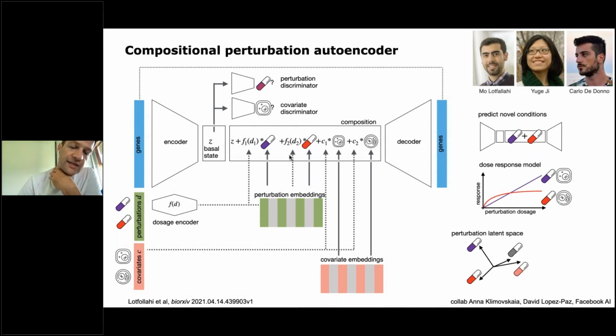This really is interpretable in the sense that those vectors, these embeddings that you've been learning, you can actually make sense out of them, right? So you can look in this perturbation latent space and see which drugs are maybe having a similar mode of action, which cell types or covariates are close by. So that's the idea of the CPA model.